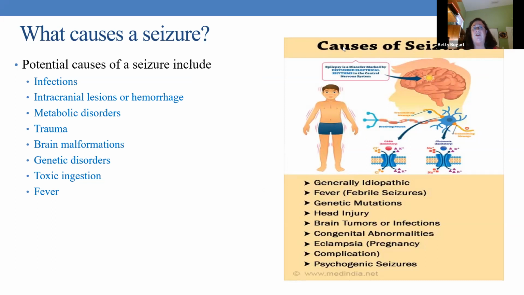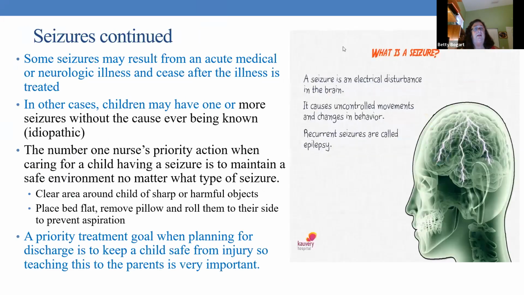Of course, infections, anything where you cause head injury, whether it's a lesion or a hemorrhage. Metabolic issues in children, many times we don't even know they have it until after they have seizures. And of course, malformations, genetics, and of course, if they take something in that they shouldn't have taken. So with seizures, most of the time in the end, we don't know why it happened. I mean, if it's a tumor, we know it's a tumor, but a lot of times we don't know.